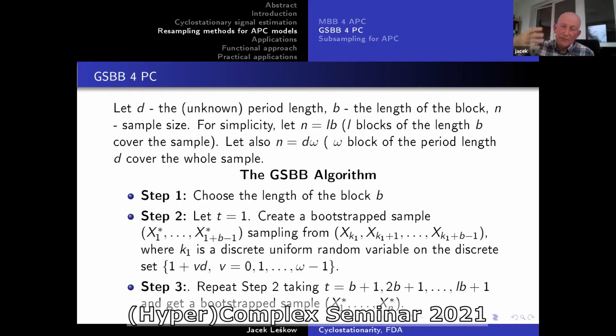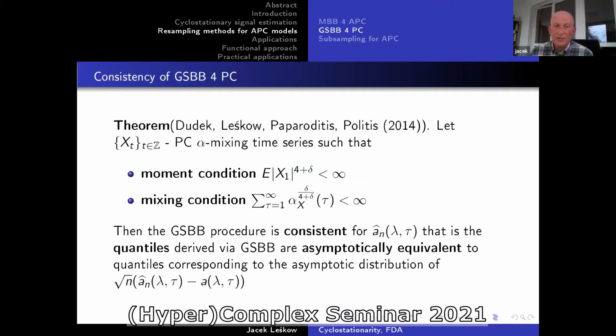And once you have the bootstrapped sample, the story repeats as before. That is, you calculate your estimator on the bootstrap sample, and you try to establish the consistency. And this is my theorem with Anna Dudek and Dimitris Politis, that is Paparoditis, from 7 years ago, where we know that when the structure is periodically correlated, with a slightly less restrictive moment condition than before, so we are allowing moments of the order 4.